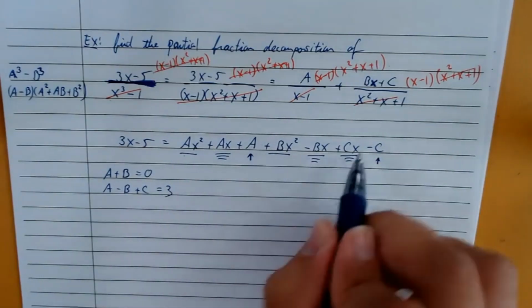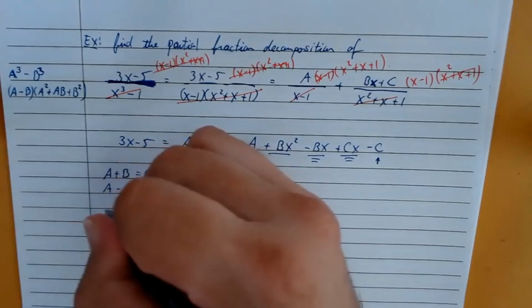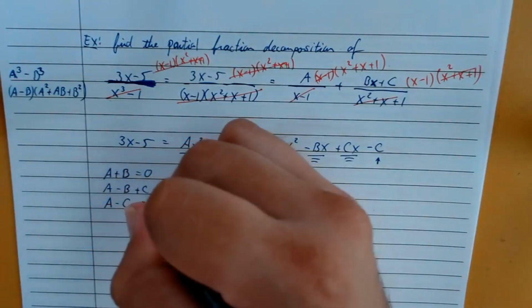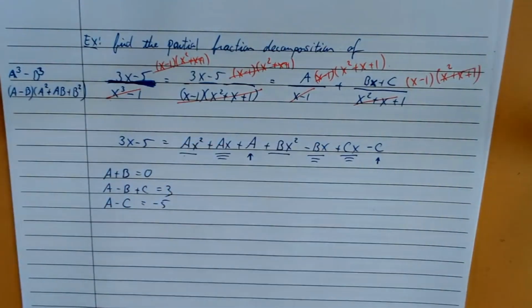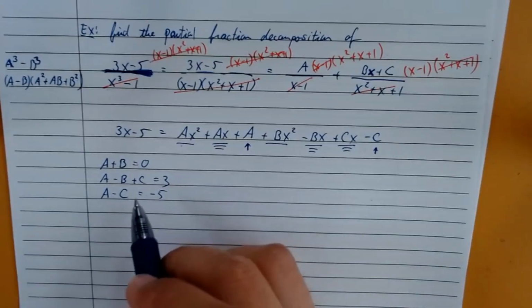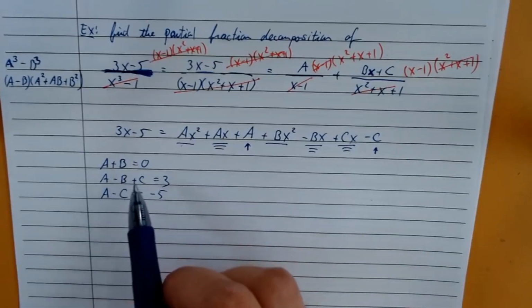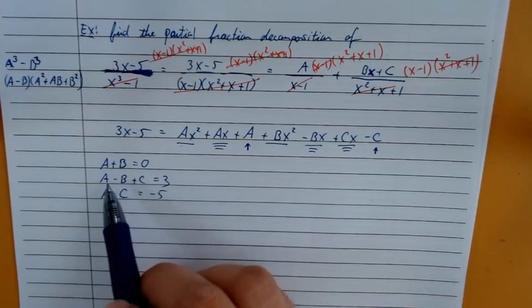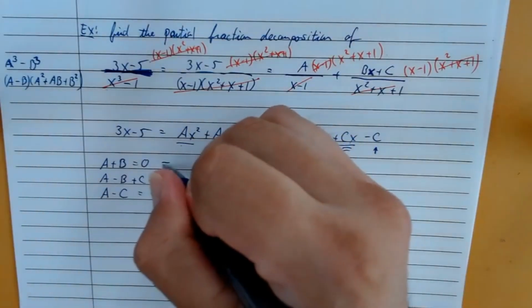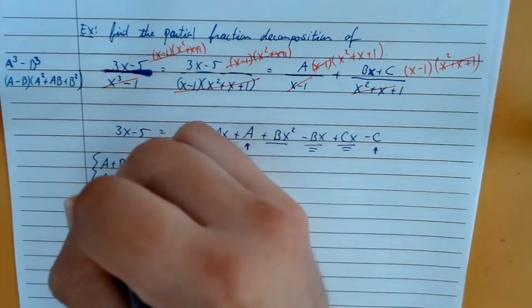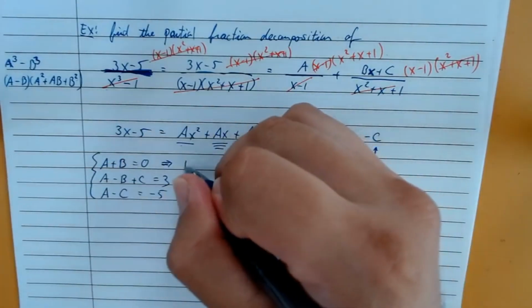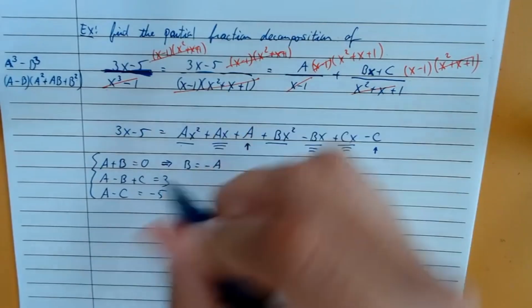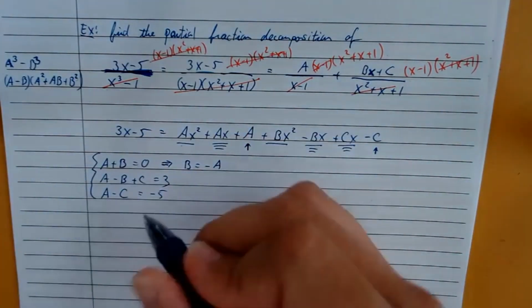A minus c must equal negative 5. A minus c is equal to negative 5. Okay. All right, so we can solve for both b and c in terms of a. In this top equation, so here's our system, our top equation, we can say that b is equal to negative a. I can subtract the a over this way.